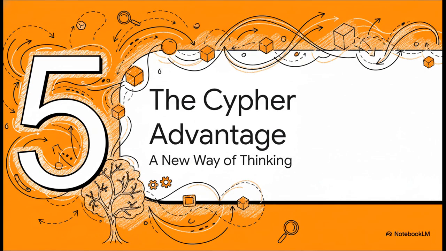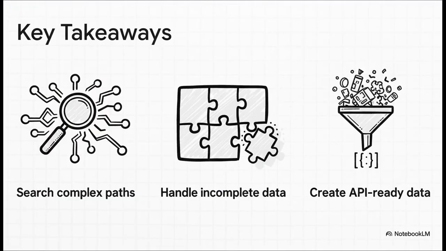So let's step back and bring this all together. What we've looked at today isn't just a handful of clever functions. It really is a fundamentally different and, I'd argue, more intuitive way to think about and work with your data. So let's quickly recap the 3 big wins we covered. First, Cypher lets you search incredibly complex paths with simple visual syntax, letting you escape that join nightmare. Second, it handles messy, incomplete data gracefully, using optional match, so you never lose sight of the full picture. And finally, it lets you build perfectly formatted API-ready data right in the database, using collect, saving a ton of time and effort down the line.